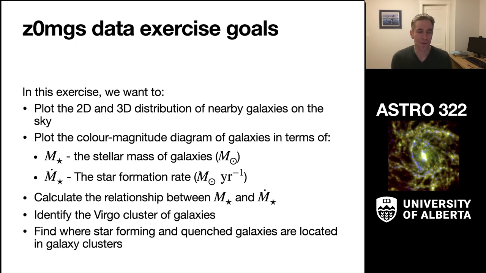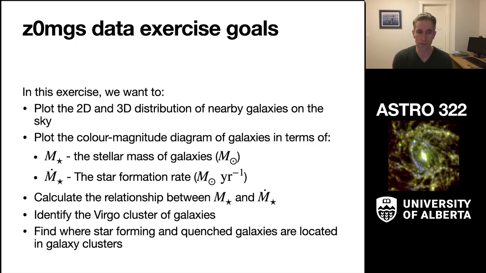So today I just want to do a little bit of a demonstration for this. It'll set you up for a couple problems on your homework. What we want to do is use the Z0 MGS dataset and use that to plot the 2D and 3D distribution of nearby galaxies on the sky. From there, we'll move over and plot the color magnitude diagrams in different units than we're used to.